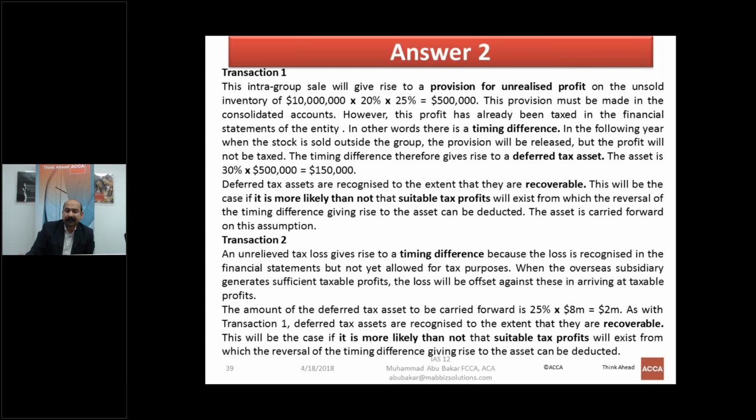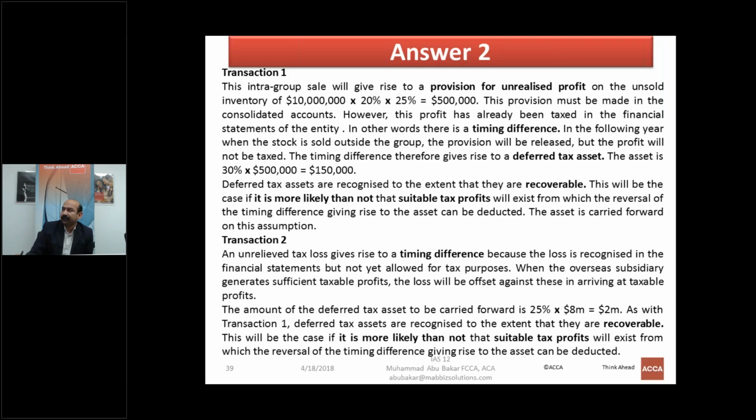Deferred tax assets are recognized to the extent that they are recoverable. This will be the case if it is more likely than not that suitable taxable profits will exist from which the reversal of the timing difference giving rise to the asset can be deducted. The asset is carried forward on this assumption.